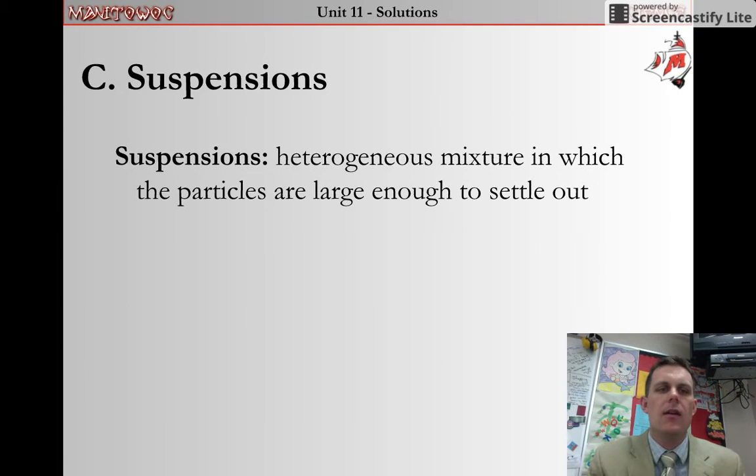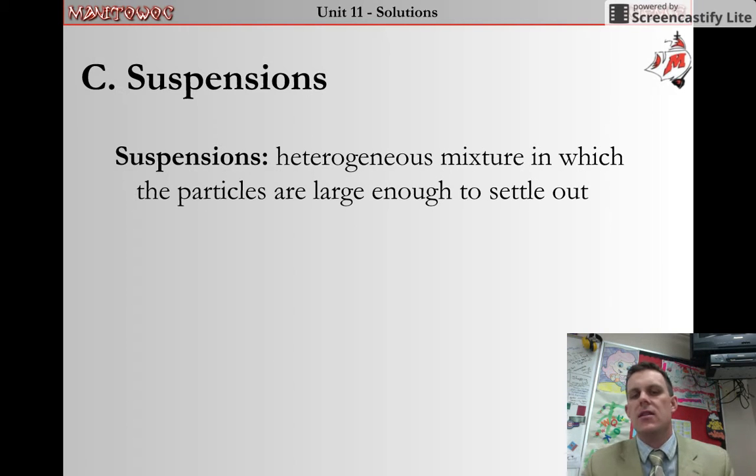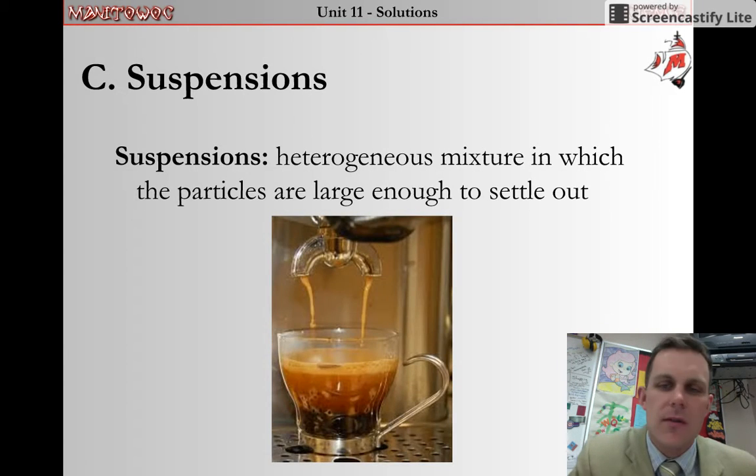All right. A suspension is next. A suspension, really super ginormous particles. So if you go out to the beach right outside and you take a scoop of sand and you take some Lake Michigan water and you watch the sand settle out, that's a suspension. So the particles are large enough to settle out.